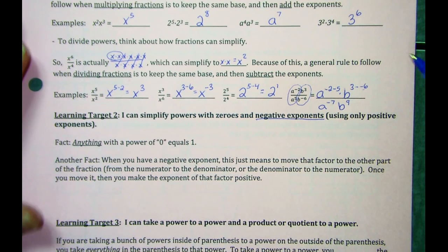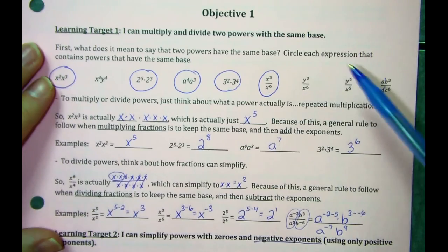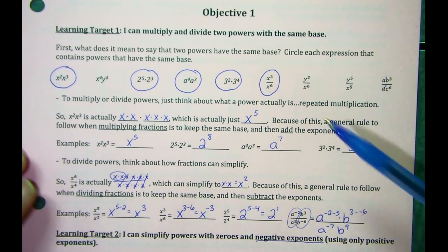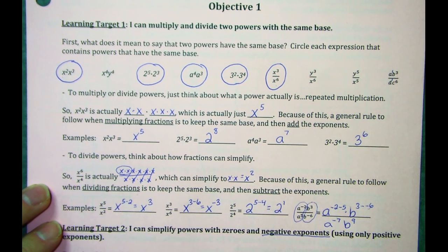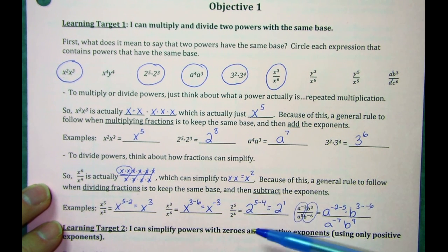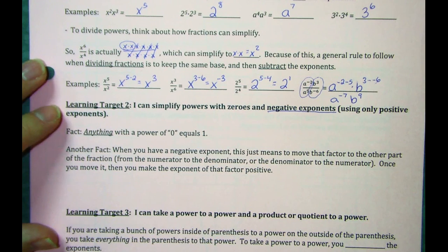So yesterday we learned how to multiply and divide two powers with the same base. That was learning target 1. Today we're going to do learning target 2, which says I can simplify powers with 0 exponents and negative exponents using only positive exponents. So there's two things you need to remember.